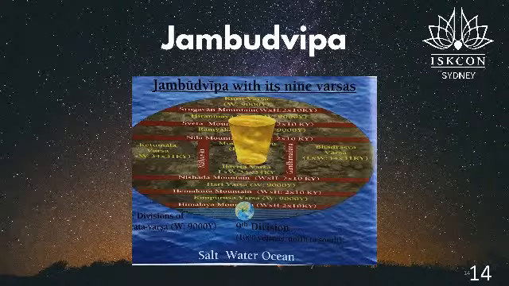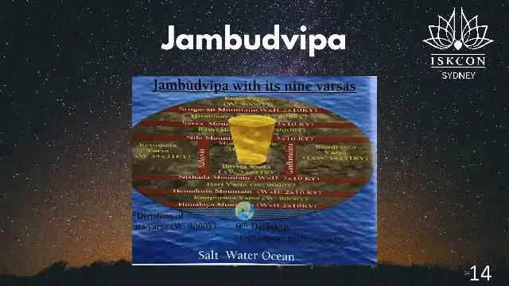Slide 14 clarifies our position, I mean the position of planet Earth, in relation to Jambudvipa. On slide 14, there is Mount Sumeru in the middle, and then you have the different Varshas. The bottommost Varsha is called Bharatavarsha. In that, there are 9 divisions. The 9th division touching the saltwater ocean is called Bharatakanda. That is planet Earth.